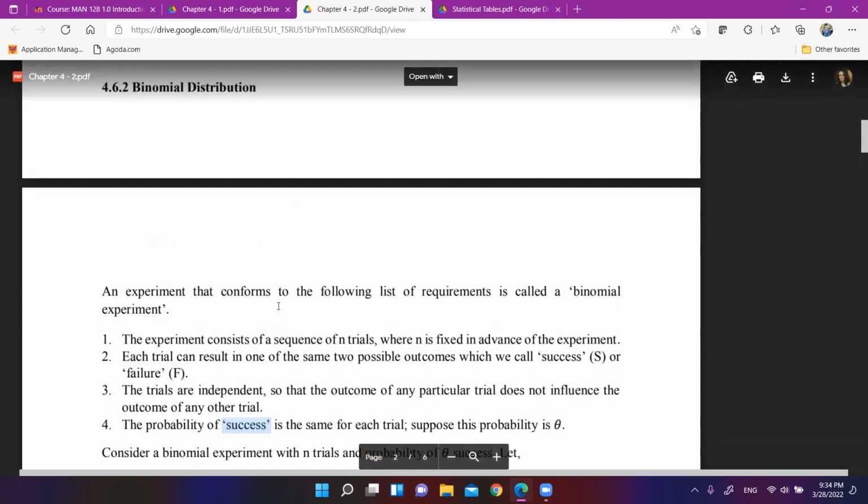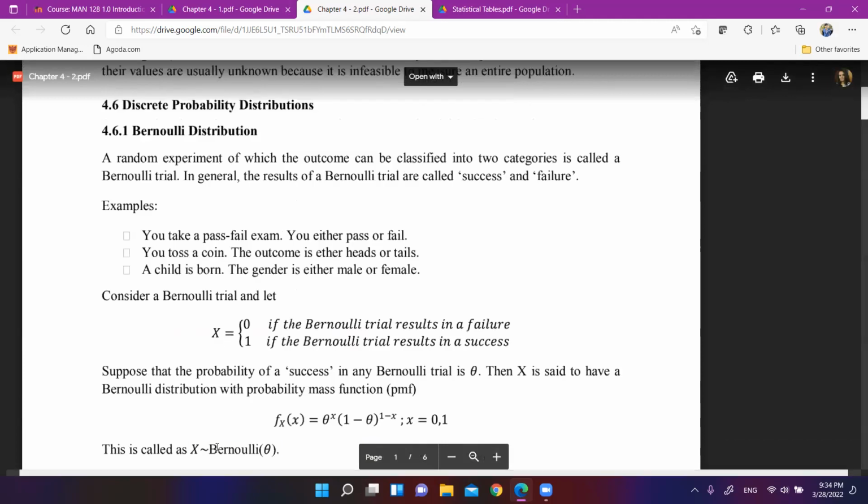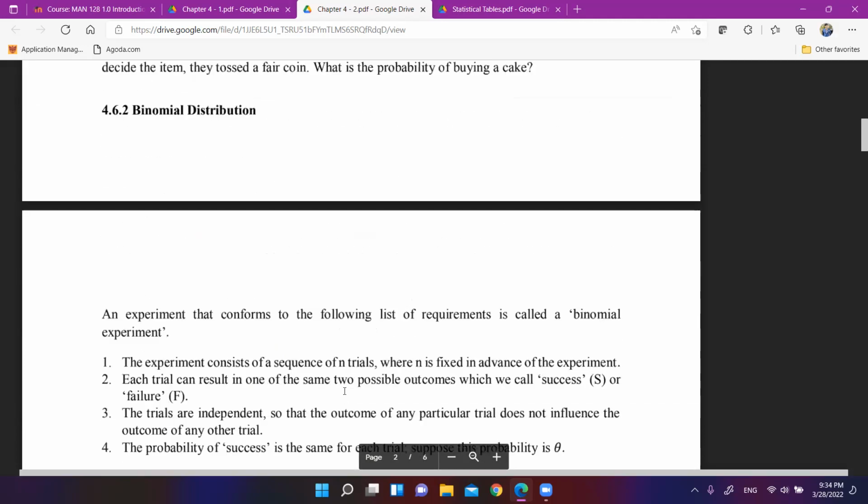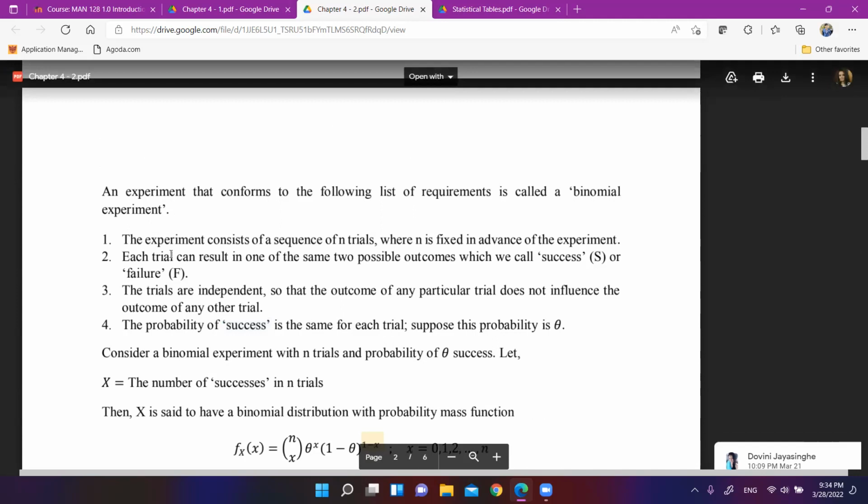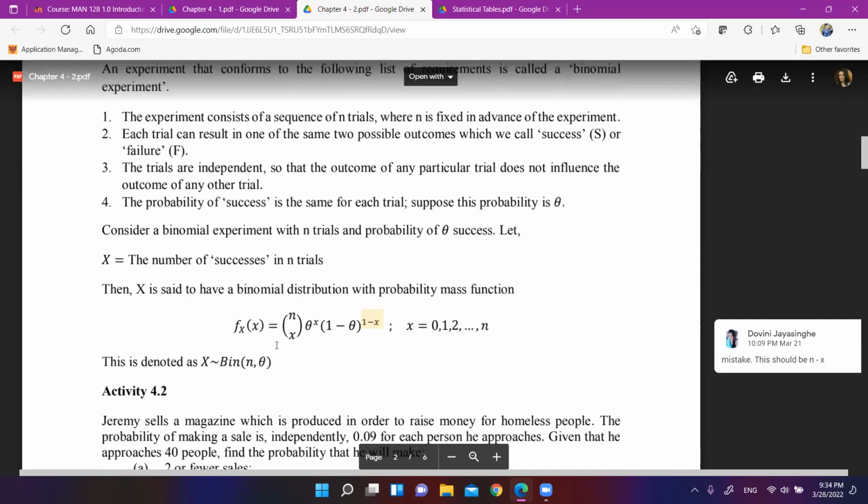So here we have n Bernoulli experiments. Simply you can say it like that. Binomial is n number of Bernoulli trials. You know what Bernoulli is, n of them. That's it. Right? So let x be the number of successes in n trials. Right? Number of successes. Then x is said to have a binomial distribution like this way.